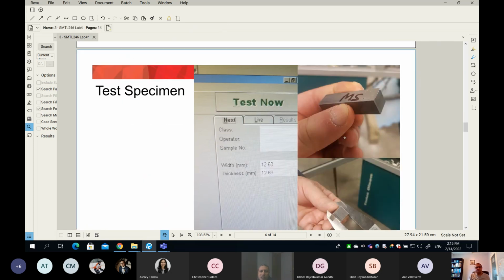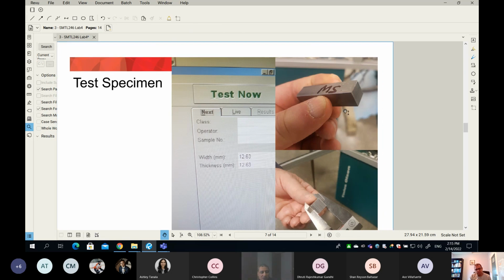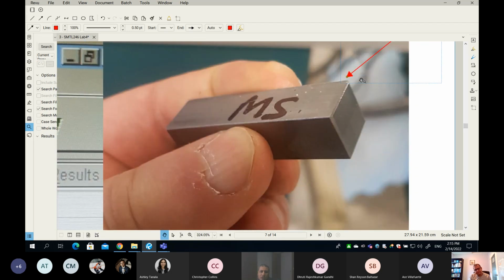All right, so let's get started here and show you the specimen. So the specimen is right here. That's my hand, and I'm holding the specimen in my hand, okay? Now, I have a question for you. Do you think this specimen looks like the one we use in tension? Any help?